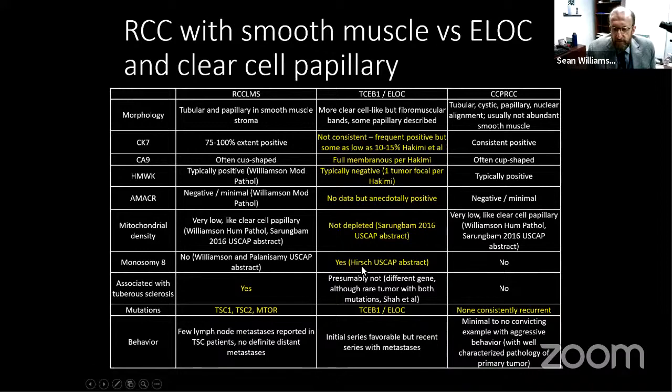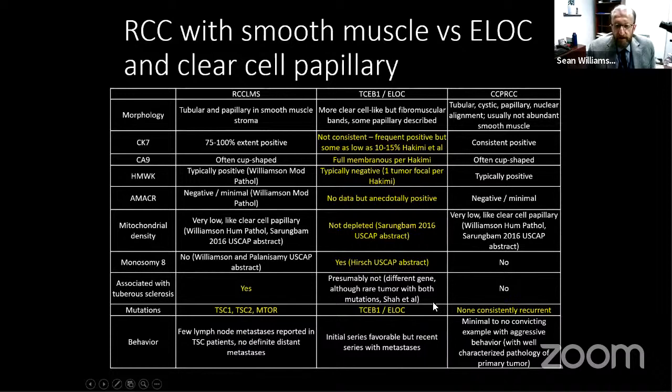Michelle Hirsch has some preliminary data that had been presented as an abstract at the USCAP meeting a few years ago, showing that these tumors with the ELOC gene mutations frequently have monosomy for chromosome 8. Likewise, some data from an abstract that we presented suggests that those with the smooth muscle stroma do not have monosomy 8, nor does clear cell papillary renal cell carcinoma. And then, of course, the mutations appear to be different across these three tumors: TSC1, TSC2, and mTOR in those with the fibromuscular stroma, TCEB1 or ELOC in this group, and then neither of these consistently recurrent in clear cell papillary tumors.